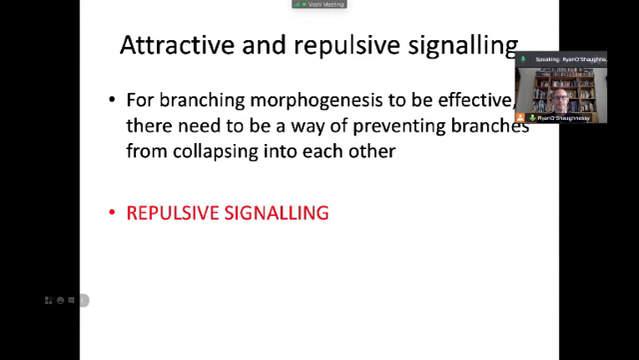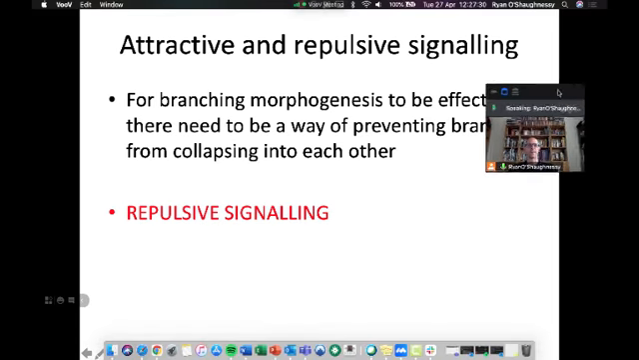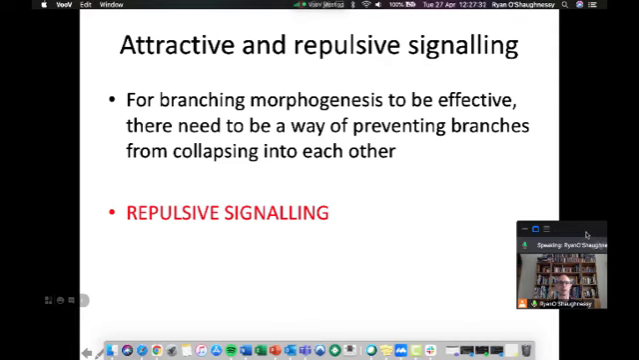So let's move on to this concept of attractive and repulsive signaling. For branching morphogenesis to be effective, there needs to be a way to prevent branches from collapsing into each other. There's nothing to stop them from doing that. So there needs to be a signal that tells the branching developing trachea or lung not to go into a certain area of the developing embryo. And this process is called repulsive signaling.